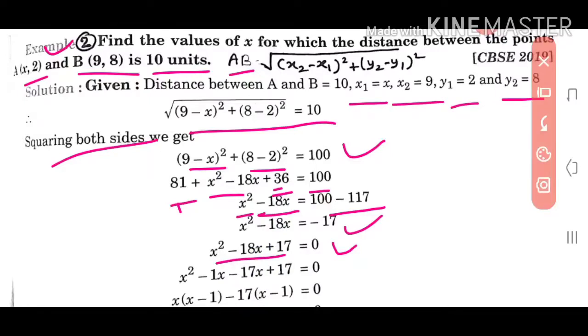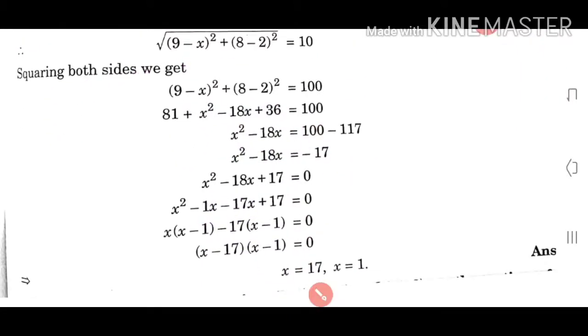This is a quadratic equation and you have to do middle term splitting. So multiply to get 17 and add to get 18, which means you have 17 and 1. So minus 1 and minus 17 are the factors. Now in place of minus 18x you write minus 1x and minus 17x. You get x square minus 1x minus 17x plus 17 equal to 0.